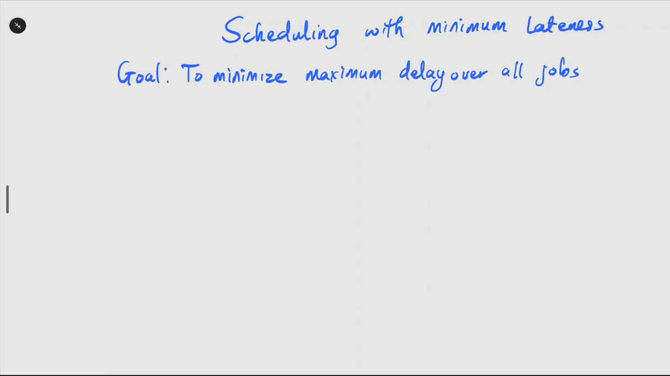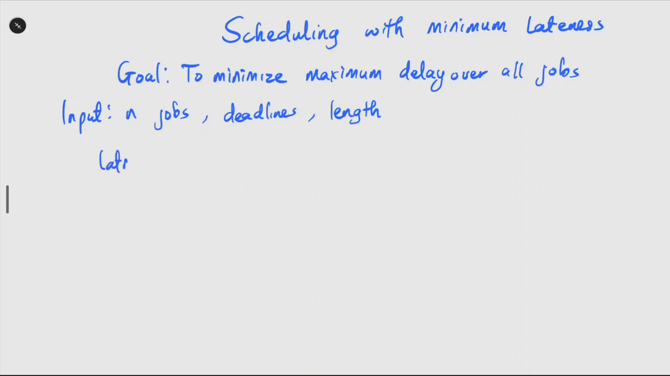Let's say we are given n jobs. For this, the input would be n jobs. We would also be given the deadlines for those jobs, and we will be given the length of all jobs. In this case, we won't have a start time and we won't have a finish time. We want to schedule the jobs in such a way that the lateness is minimized.